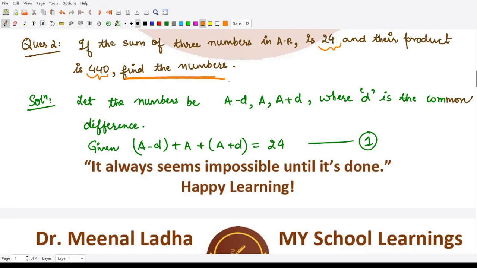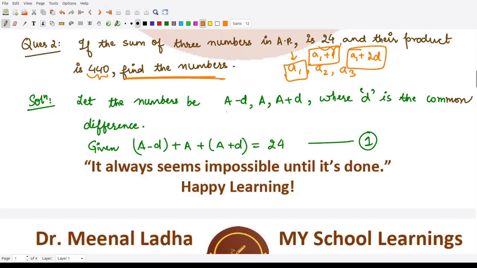Now you can assume the numbers like this also: A1, A2, A3, and so on, where A1 is the first term. So what would be your A2? A2 would be A1 plus D, where D is the common difference. And what would be A3? A3 would be A1 plus 2 times D. You can also use these terms. So the first term would be A1, the second term would be A1 plus D, and the third term would be A1 plus 2D.